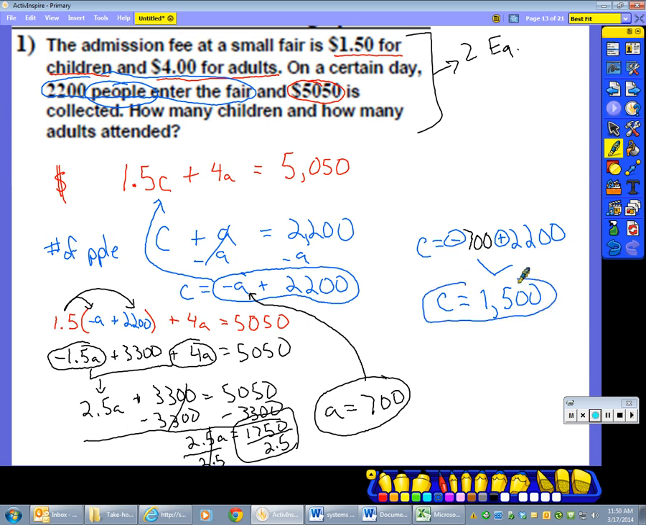So here we go, there's my answer. Number of children, there were 1,500 children there. Number of adults, there were 700 adults there.